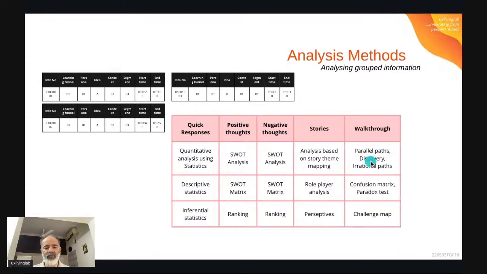Then walkthroughs. I already said the parallel path, discoveryness, and irrational path. That can be analyzed using confusion metrics and paradox test. Paradox means there are two outcomes that are the same, equal outcomes, but two different processes. The output of the outcome is the same but the process is different, then you can do the paradox test.